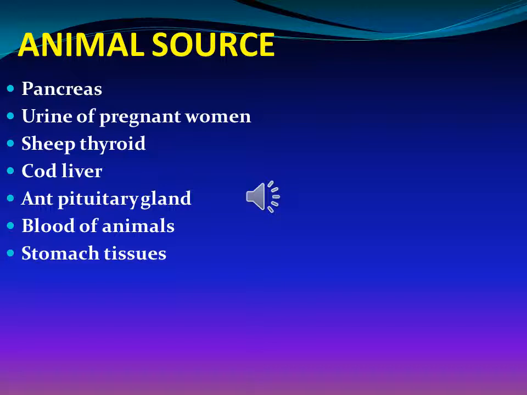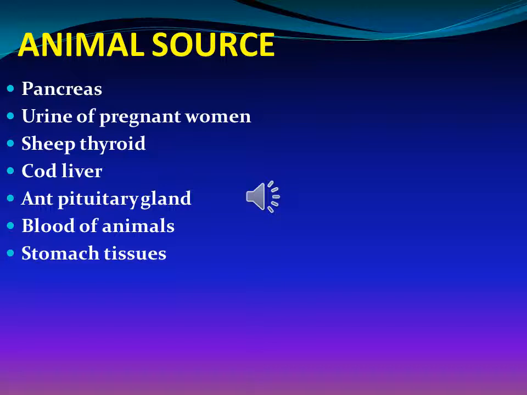Sheep thyroid is a source of thyroxine, which is used for hypothyroidism. Cod liver oil is used as a source of vitamin A and D. The anterior pituitary is a source of pituitary gonadotropins, which are used in the treatment of infertility. The blood of animals is used in preparation of vaccines.